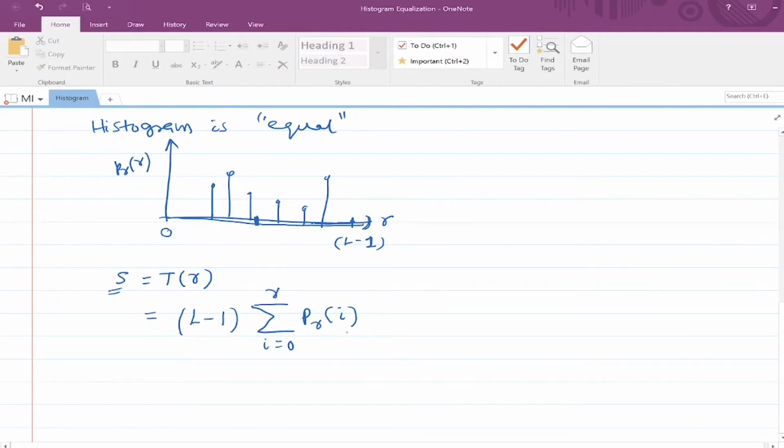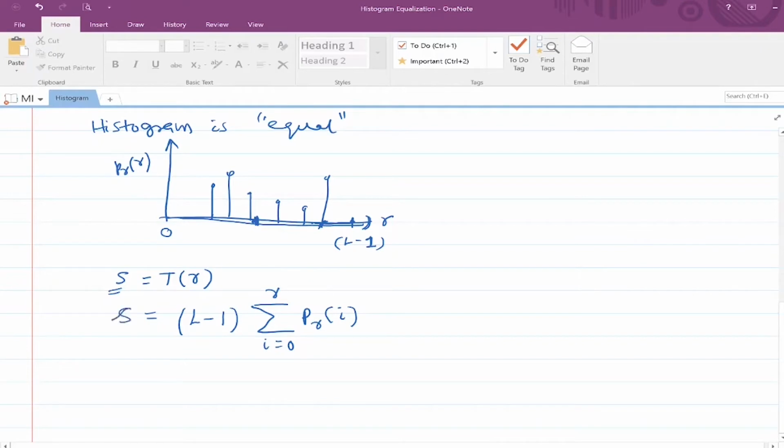Assume that you are halfway. The total number of pixels, PR of I, this whole sum, is giving you the density up to that particular intensity. The proportion of pixels having intensities up to that point is 0.5, so this would get mapped to L minus 1 by 2, somewhere in the middle. And when you reach the maximum value, L minus 1, the sum would go to 1, so that would get mapped to L minus 1.